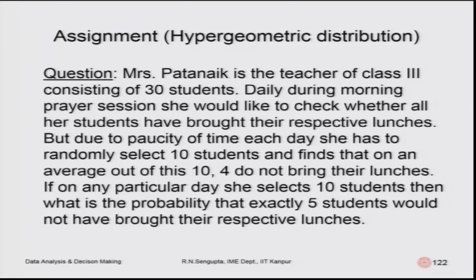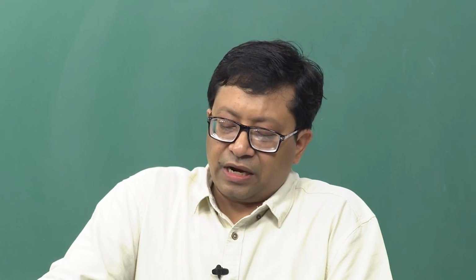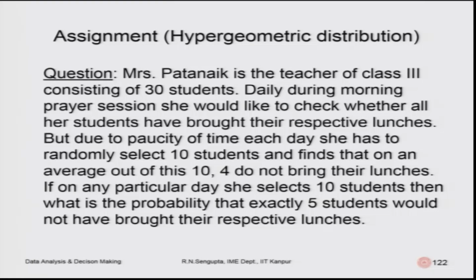This is again an assignment. Again I am saying these assignments are to be solved by you just for your understanding. Mrs. Patnaik is the teacher of class 3 consisting of 30 students. Daily during morning prayer session, she would like to check whether all her students have brought their respective lunch boxes. But due to paucity of time, each day she has to randomly select 10 students and finds that on an average out of these 10, 4 do not bring their lunches. If on any particular day she selects 10 students, then what is the probability that exactly 5 students would not have brought their respective boxes?